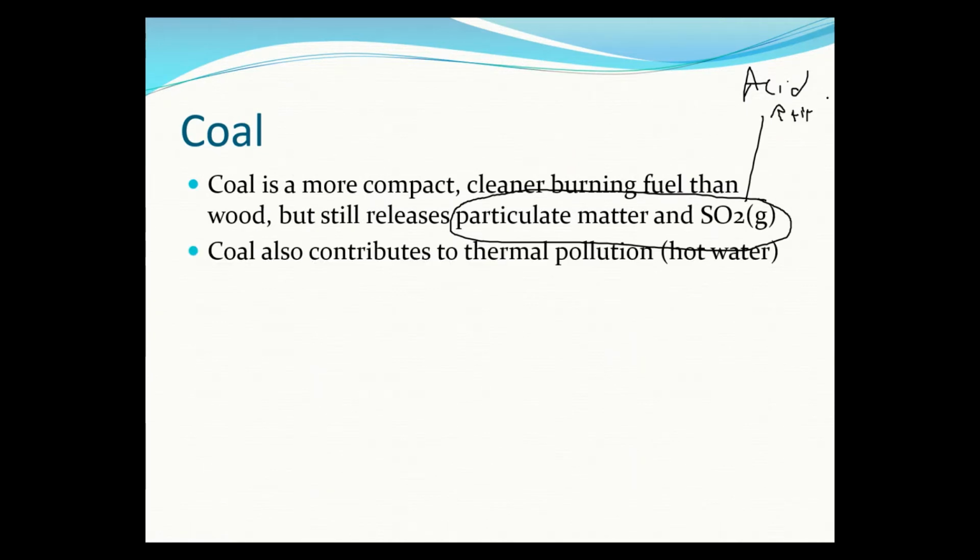Coal also contributes to something called thermal pollution, which is hot water. I'll show you how a coal power plant works in the upcoming lessons. On the next slide, I'll show you how a coal power plant works. You need hot water for it, and I'll talk about that on the next slide.